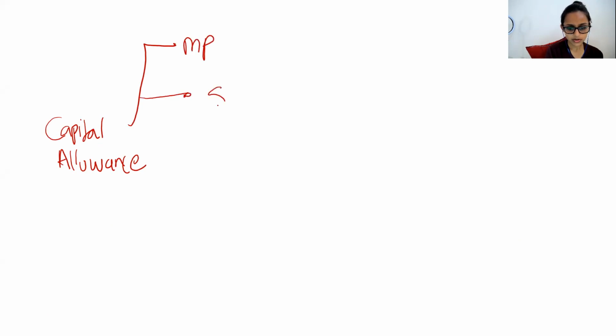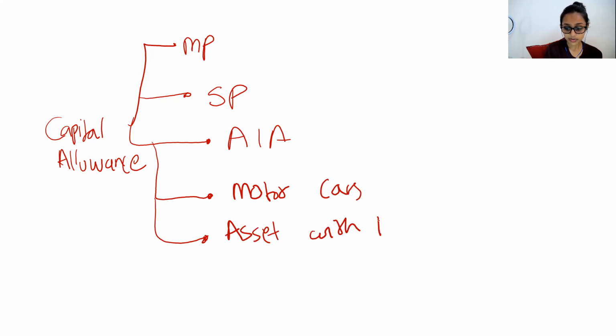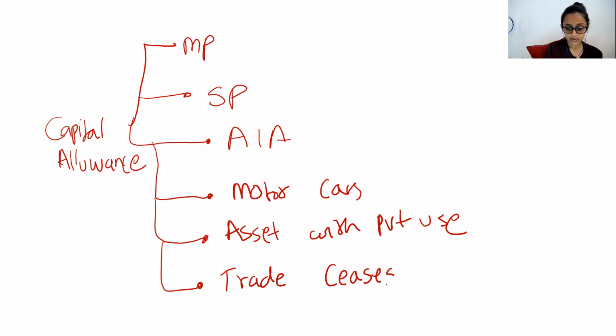So various concepts you're supposed to know are, first of all, the main pool, then the special pool, then AIA, and then also motor cars, a special treatment when it comes to motor cars, and then an asset with private use. Then, when the trade ceases, what happens? Then we should know the meaning of balancing charge.